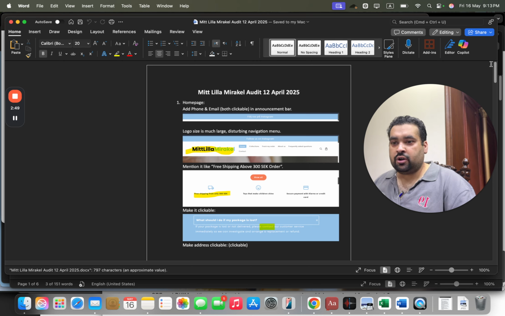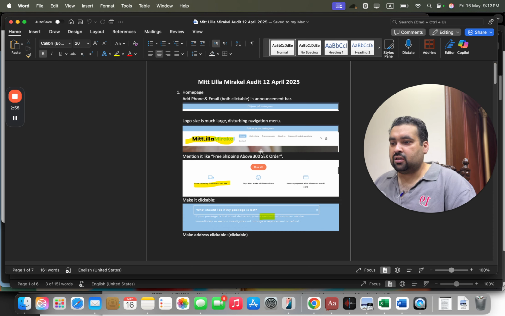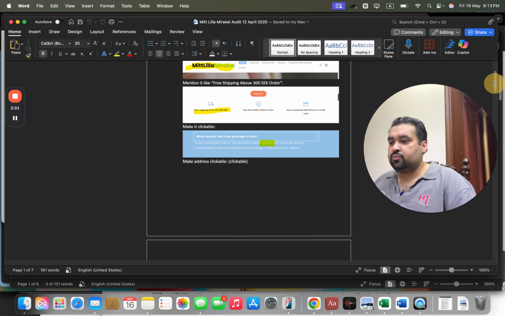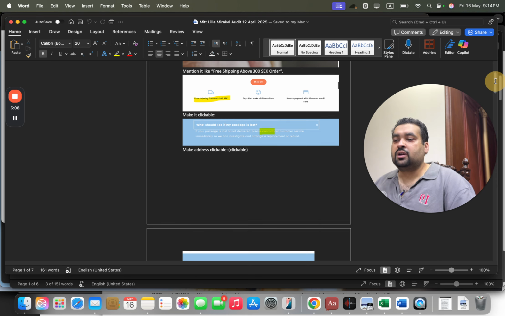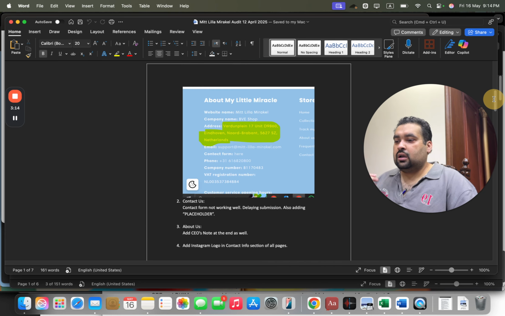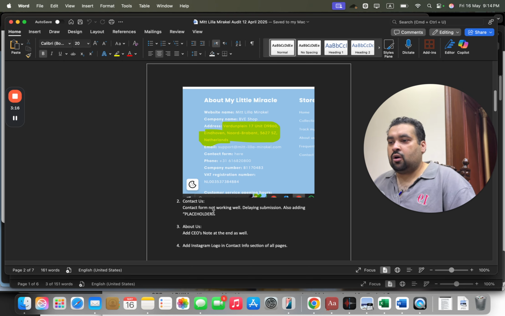With the first audit, we recommended adding the phone number and email both in the announcement bar to make it more professional. We also suggested adding free shipping above 300 SEK orders, so you can see that this gets attention. Plus we suggested adding 'please contact our customer care'. The contact or the customer care, either of the words needs to be clickable so that people can go to the area where they can actually contact you. Also, there was a placeholder being found. The address needed a more improved structure.